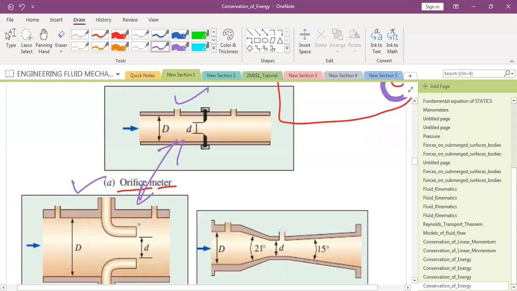Anyone? This is a nozzle. This is the orifice plate. What do you think is the difference between these two? Anyone? What do you think is the difference between these two?